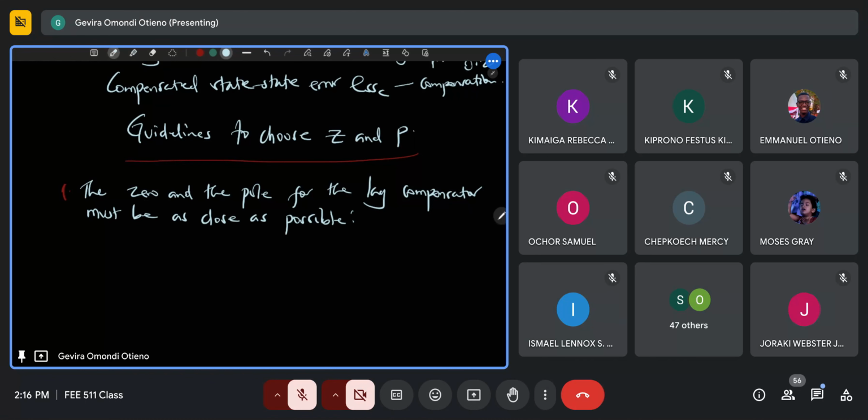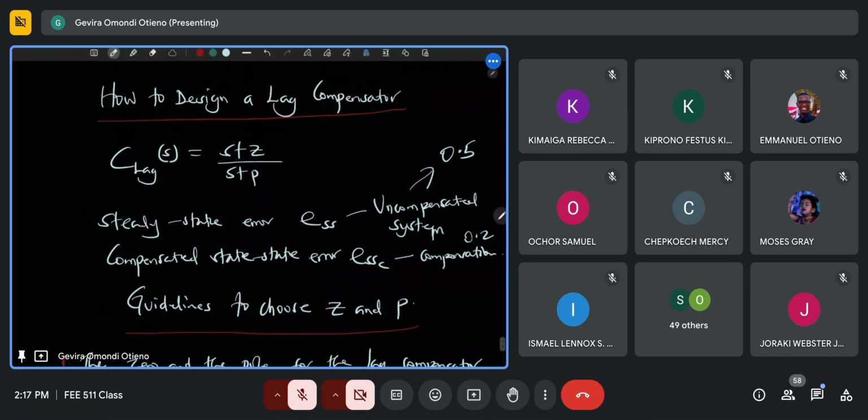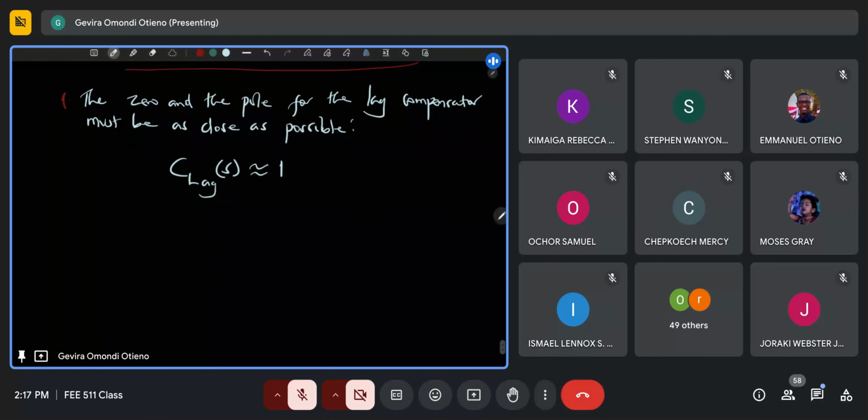So, in essence, what we are saying is that if I take the transfer function of the lag compensator, it must be approximately equal to 1. That means this value here is approximately equal to 1. That just goes to show you that the zero position and the pole location are almost at the same point. That's why if you find the transfer function, you almost get 1. And the reason is very simple.